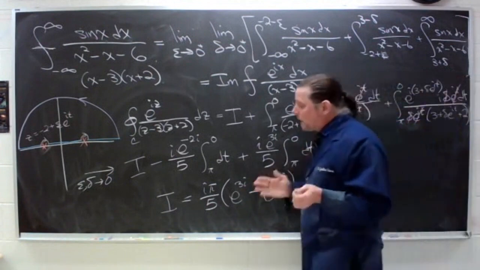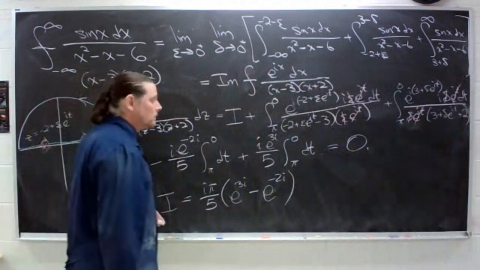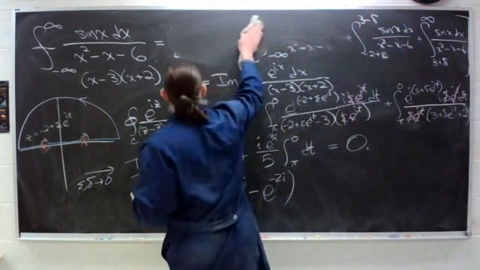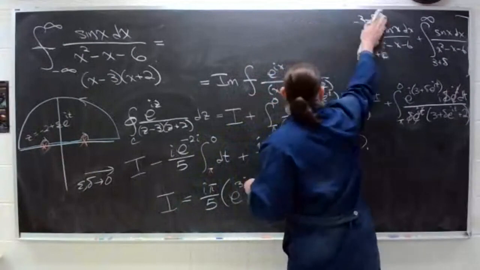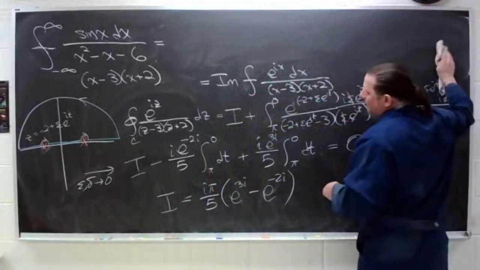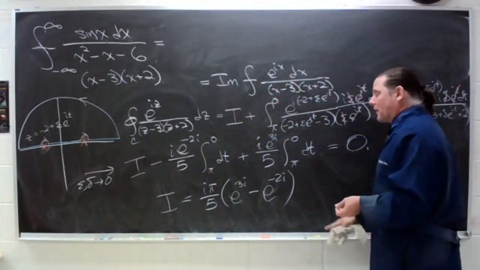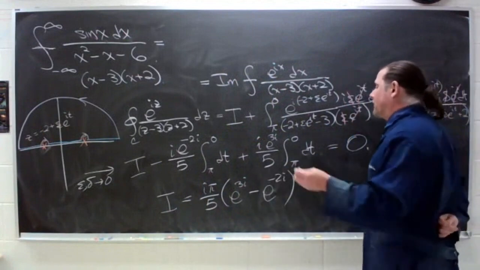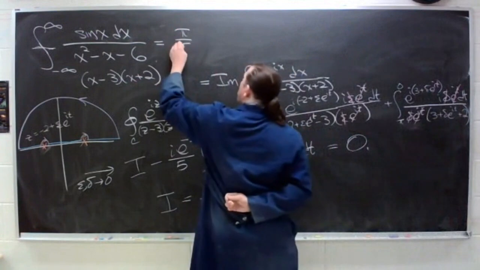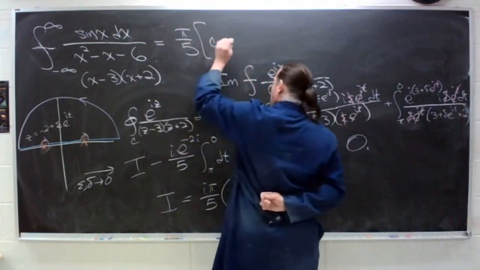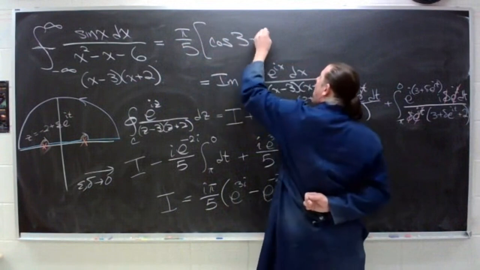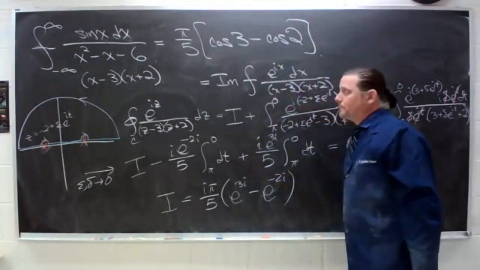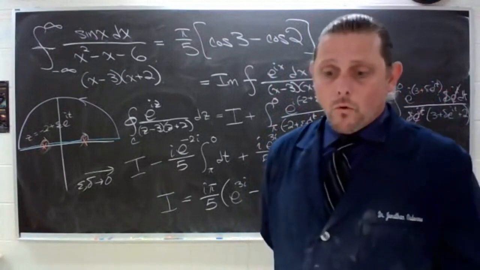So that means that our original integral is equal to the imaginary part of this. So that's going to be pi over 5 times (cosine 3 minus cosine 2). All right?